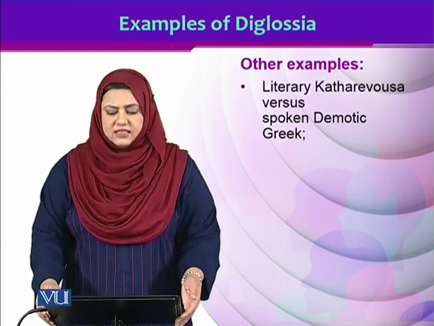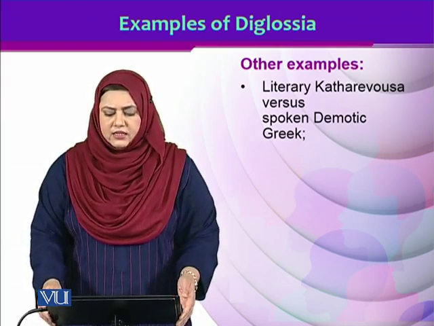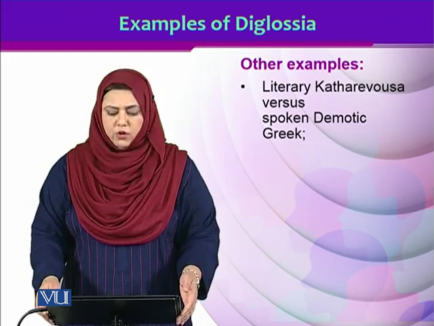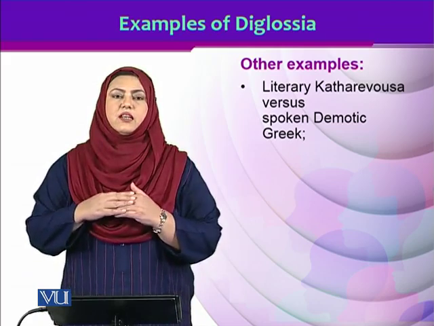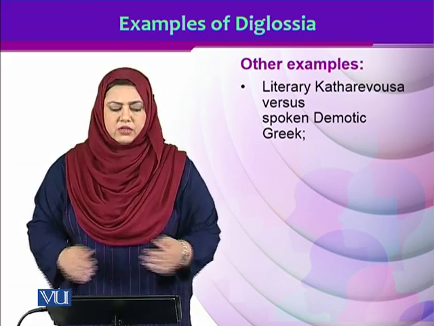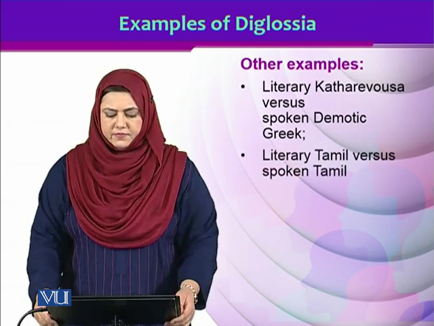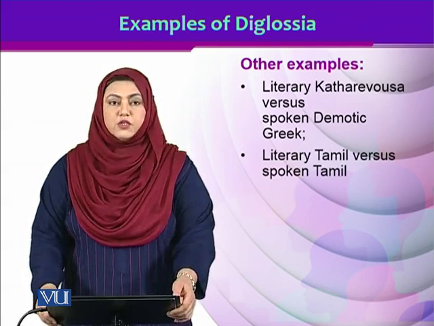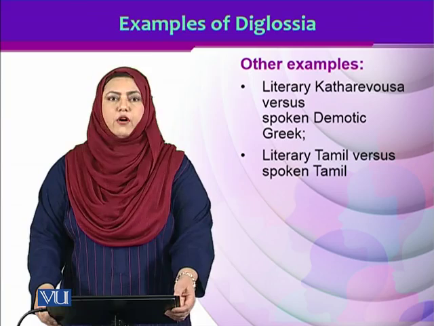There is yet another example. For example, the literary Katharevousa that is used versus spoken Demotic Greek. This spoken Demotic Greek is the lower variety as compared to the other variety that is very high and very formal. Another example is of literary Tamil versus spoken Tamil. The literary Tamil is the high variety, and spoken Tamil is the informal low variety.